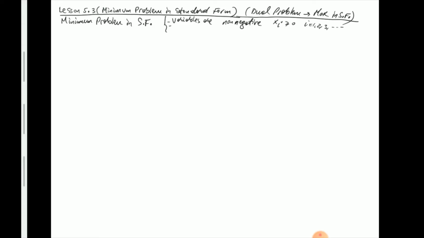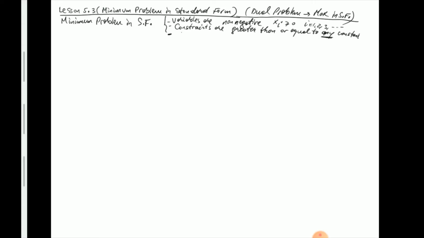The other condition is that the constraints are greater than or equal to any constant. Okay, so notice the difference. In the max problem in standard form, you need to have less than a positive. This time around, it needs to be greater than any constant. It doesn't matter if it's negative or positive.